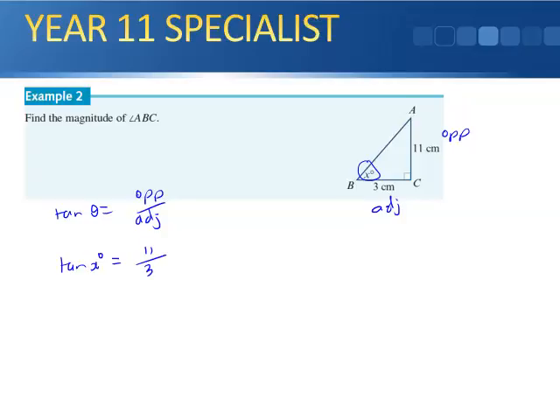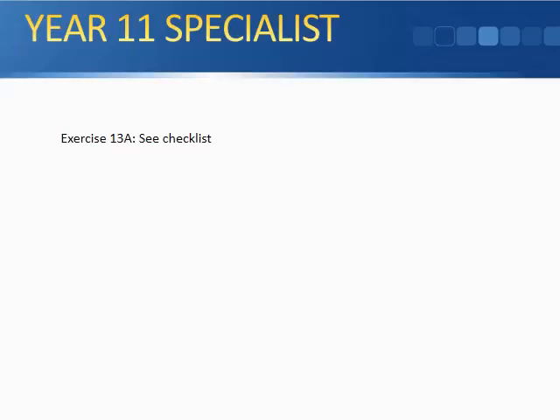Now because we're finding the angle here, we have to get rid of tan, and the only way to get rid of tan is to do inverse tan of 11 divided by 3. So x degrees equals 74.74 degrees, and that's to 2 decimal places as well. It doesn't say to go to degrees and minutes.